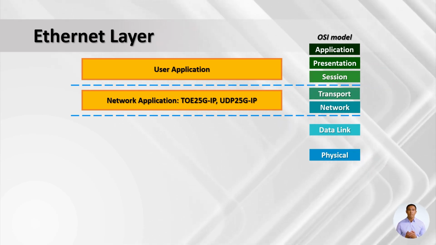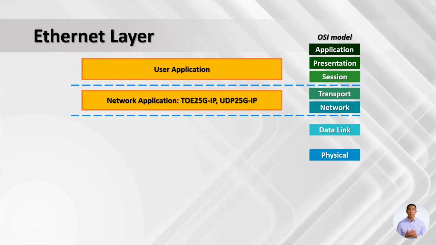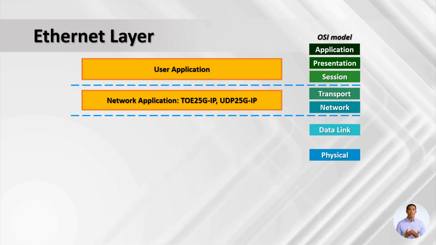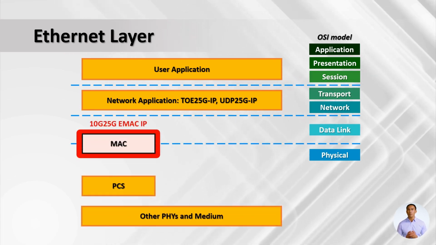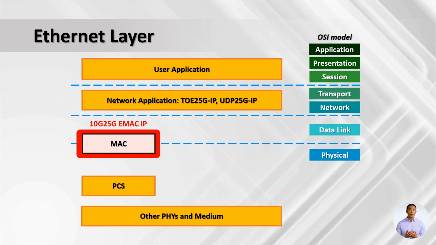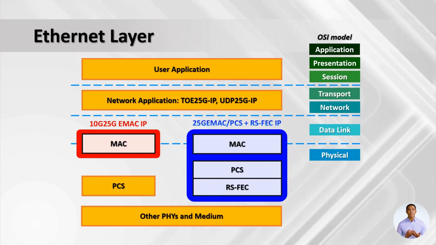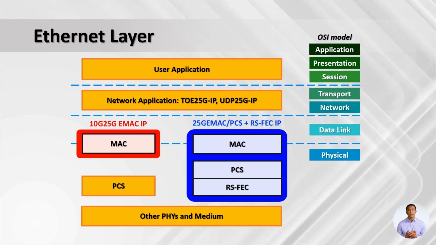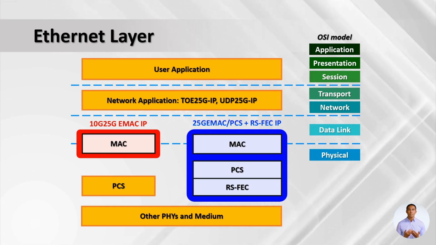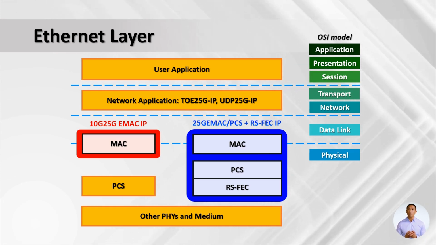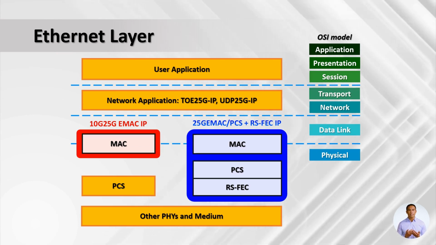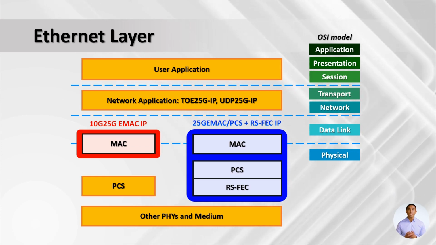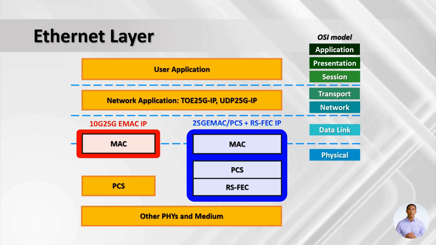To complete the network product link-up, Design Gateway also offers IP cores for the data link and physical layers. 2 IP cores are available for these features: the 10G25G EMAC IP core, which implements only the Ethernet MAC layer, and the 25G EMAC PCS RS-FEC IP core, which includes additional sublayers within the physical layer, PCS and RS-FEC. Both IP cores are designed to minimize resource usage and latency time while remaining easy to use. By utilizing Design Gateway's IP cores, FPGA applications can easily obtain a complete network stack, reducing development time and allowing users to work with their own applications.